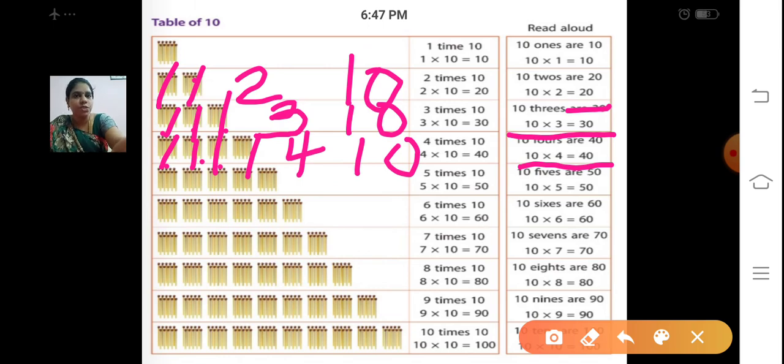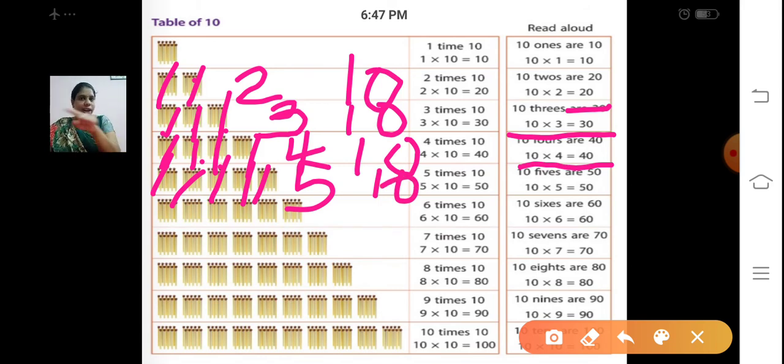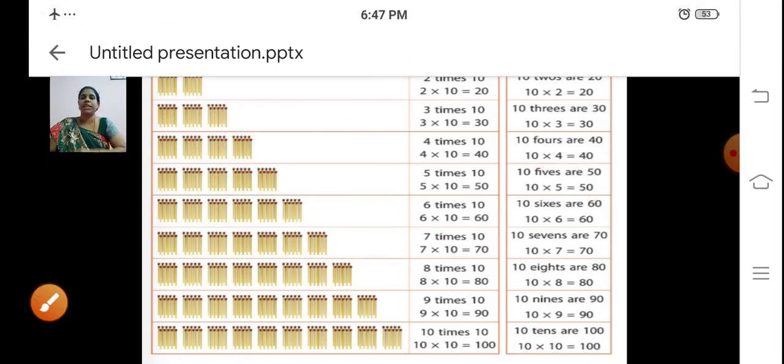Just count how many groups are there. 1, 2, 3, 4, 5. Here we have 5 groups. And in each group, just count the matchsticks. Each group we have 10, right? So now add all together. 10 plus 10 plus 10 plus 10 plus 10. 5 times you are going to add 10. So 10 fives are 50. Add all together: 10 plus 10 is 20. 20 plus 10 is 30. 30 plus 10 is 40. 40 plus 10 is 50.